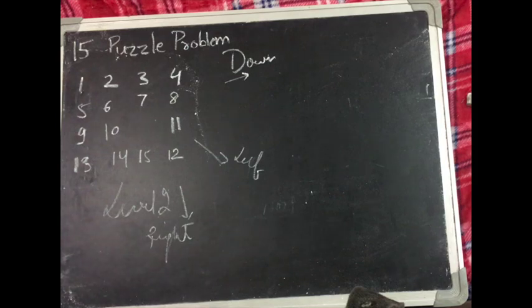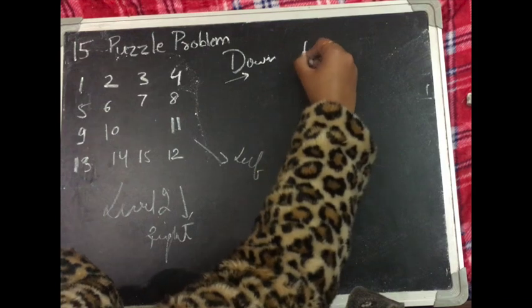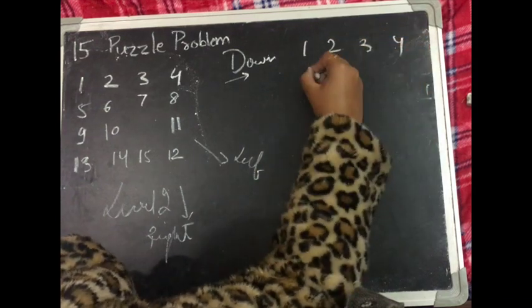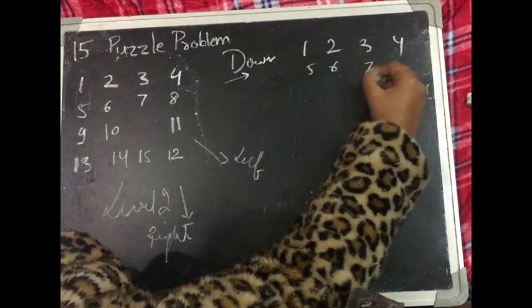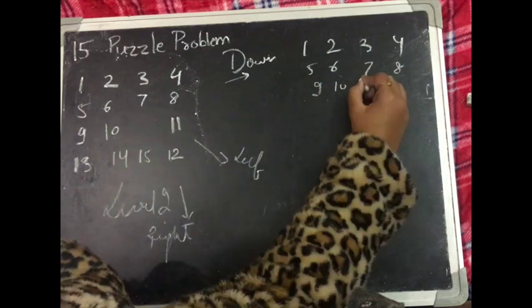Okay. So when I do the down, it comes to be 1, 2, 3, 4, 5, 6, 7, 8, 9, 10. This gap has to move down. 15 will move up.